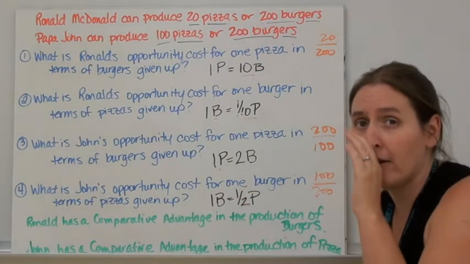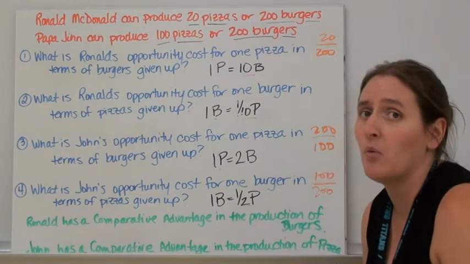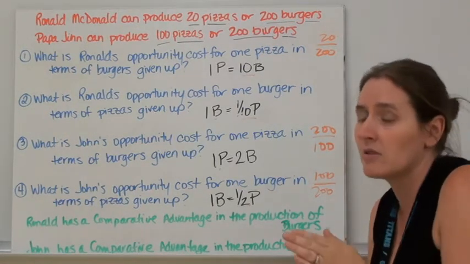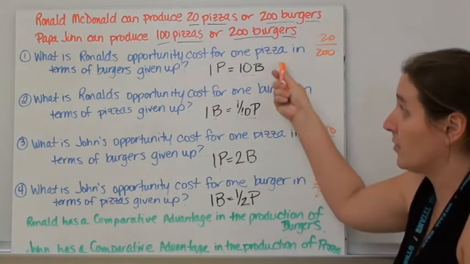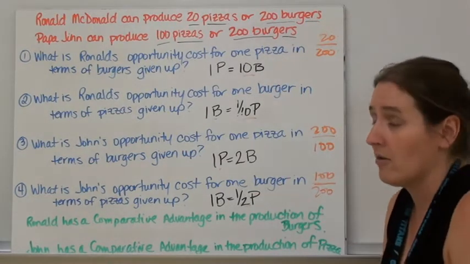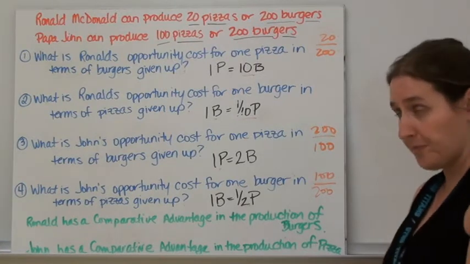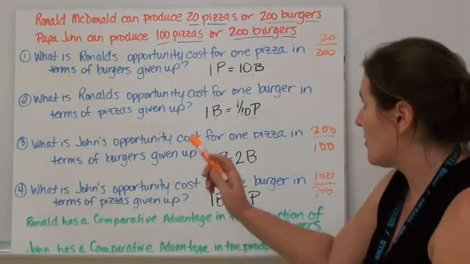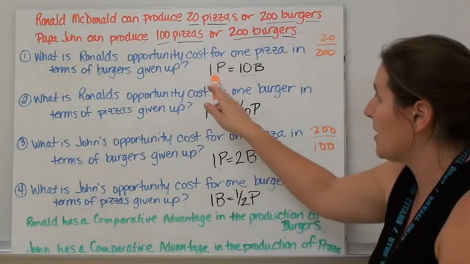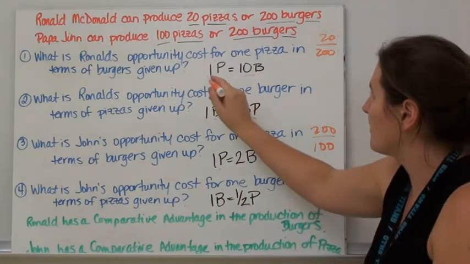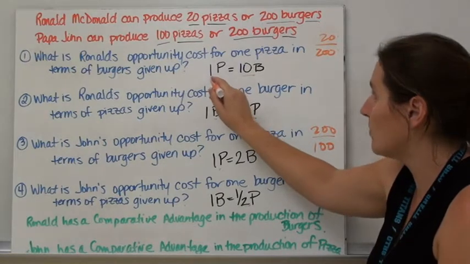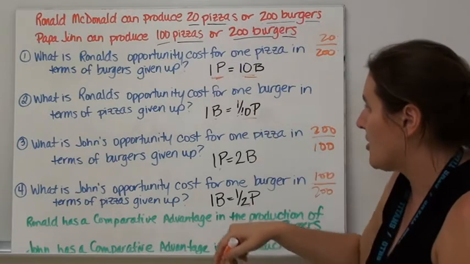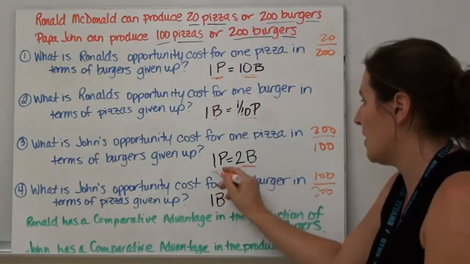So when you're trying to figure out comparative advantage, you need to figure out what the opportunity cost per unit is. So what does 1 pizza cost? What does 1 burger cost? And that's what we've done for Ronald's and Papa John's. Now, who has the comparative advantage? Comparative advantage is who has the lowest opportunity cost. So Ronald, we'll look at the pizzas. It costs Ronald 10 burgers to make 1 pizza, and John, it costs him 2 burgers to make 1 pizza.